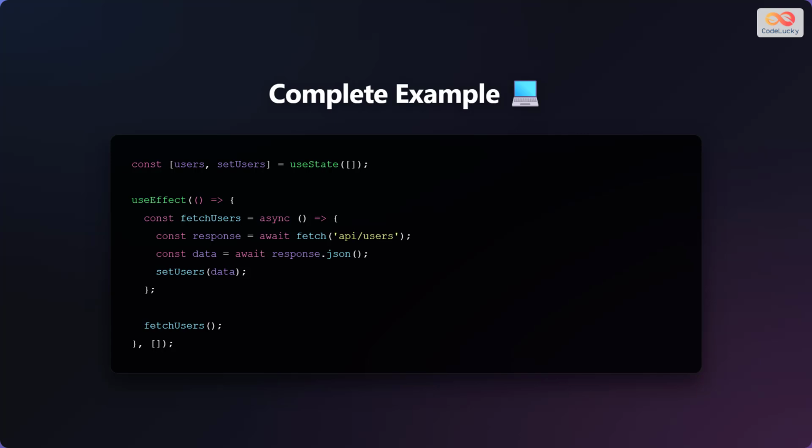Let's look at a complete example of making an API call in React. First, we are declaring a state variable called users and a function to set the users. The initial value is an empty array. Then we are calling the useEffect hook. Inside the useEffect hook, we are declaring a function called fetchUsers. Inside that function, we are fetching the data from an API and storing that data in a variable called data. Then we are updating the users state variable with the data we fetched.